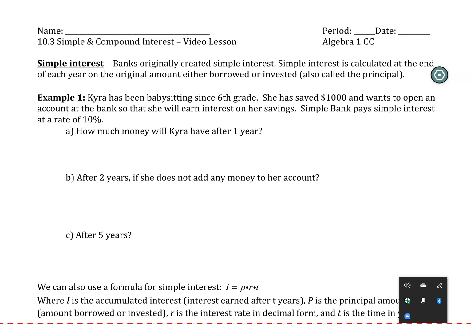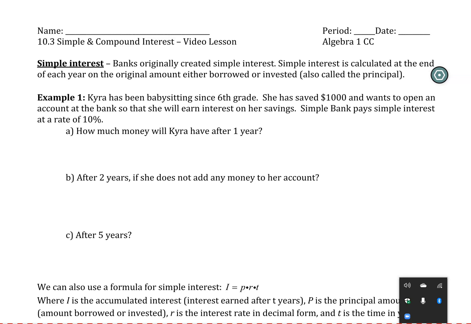So if you look at example 1 here, Kara's been babysitting since 6th grade. She has $1,000 and wants to open an account at the bank. She'll earn interest on her savings. So simple interest pays at a rate of 10%. The question says, how much money will she have after 1 year? So we just want to calculate how much that money is going to grow in that savings account.